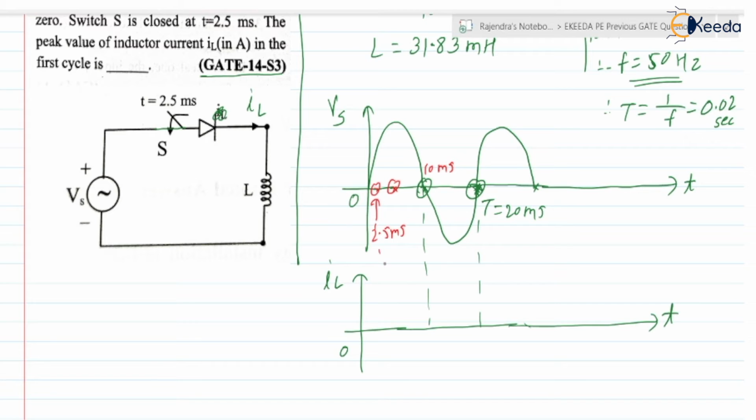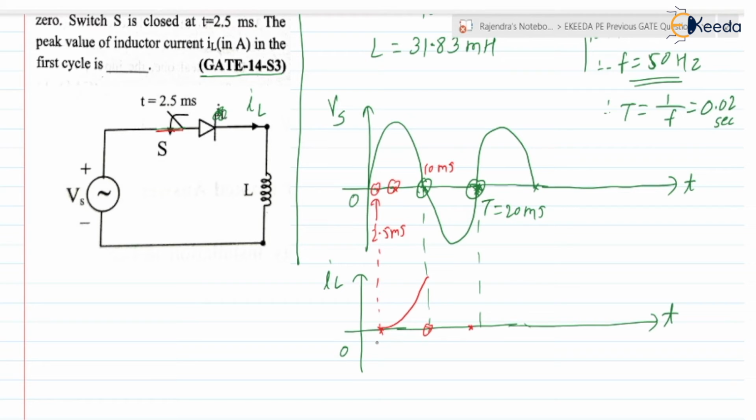Corresponding to 2.5 millisecond, the switch is closed. Switch closed means that after 2.5 the current starts increasing. So the waveform of IL will be like this. From here to here it is increasing, and as it is a purely inductive load, whatever time is taken to store the energy, the inductor will take the same time to release it.